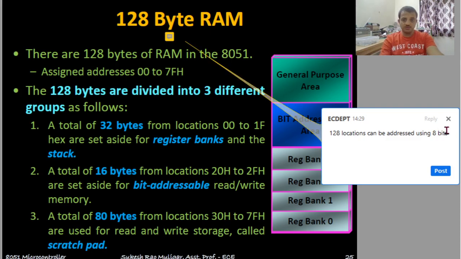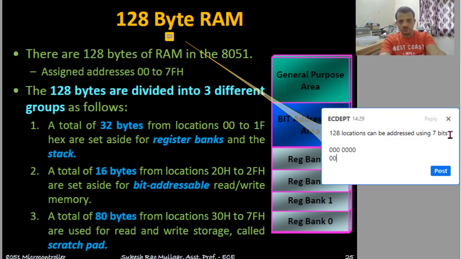Is it 8 bits? No, it is 7 bits. Sorry, it is 7 bits. 128 locations can be addressed using 7 bits. Minimum 7 bits required. 8 bits I can use, but minimum required is 7 bits. So if I'm using 7 bits, where does the number start? 7 bits means starting location is 0000000. This is the first location.